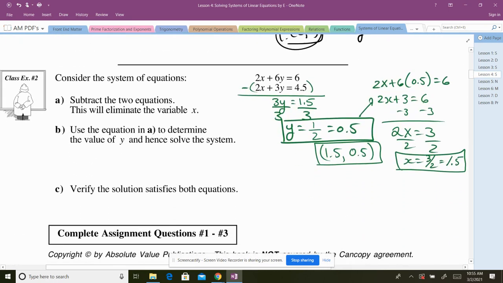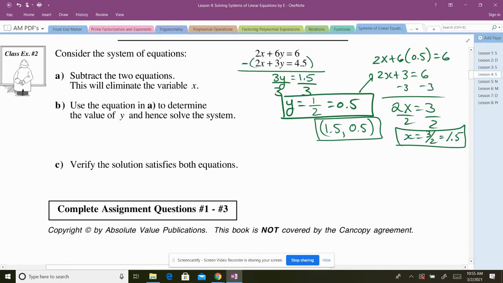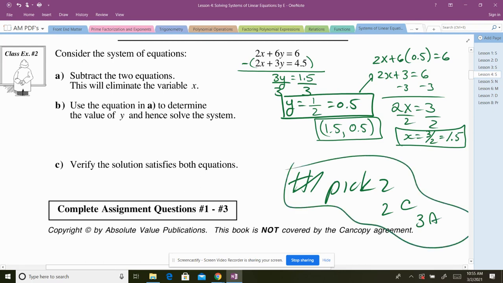All right. Here's what you're doing. Number 1, pick 2. Number 2, let's do C. And number 3, you can do A. There you go. Number 1, pick 2, 2C, and 3A.